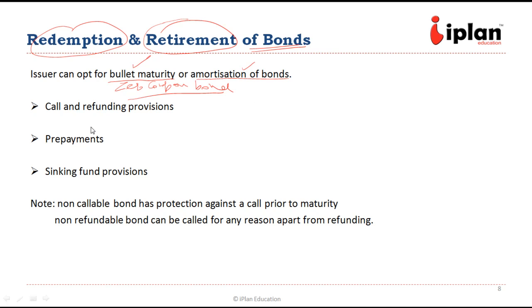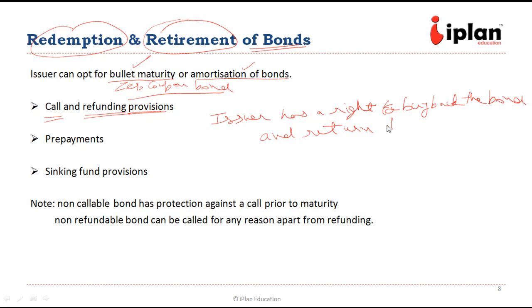Now when we talk about the redemption of the bond before its maturity, there could be call provisions or refunding provisions in the bond which are mentioned in the bond documentation. When the issuer has a right to buy back the bond and return the funds to the investor before maturity.